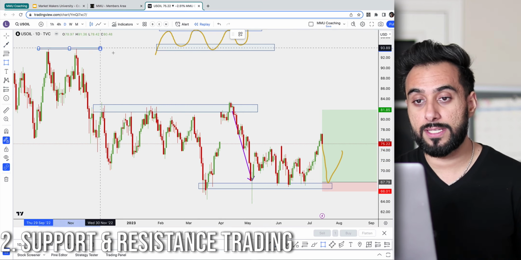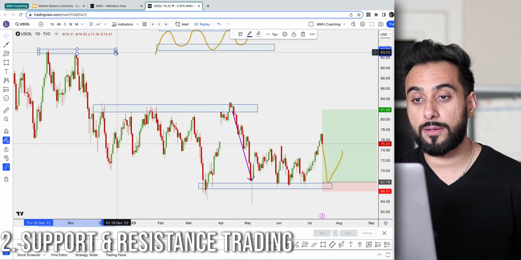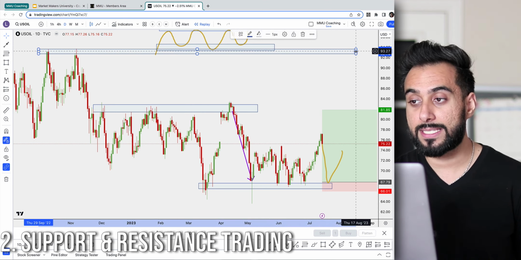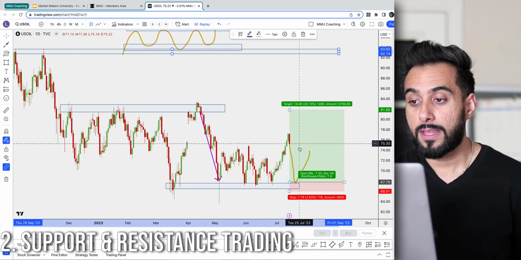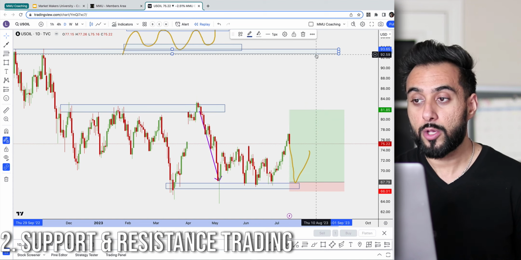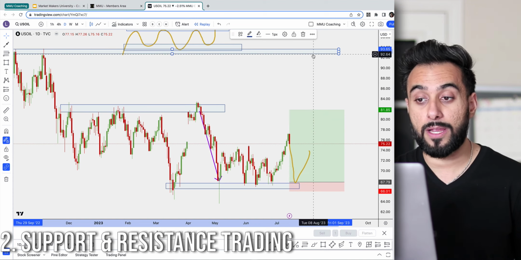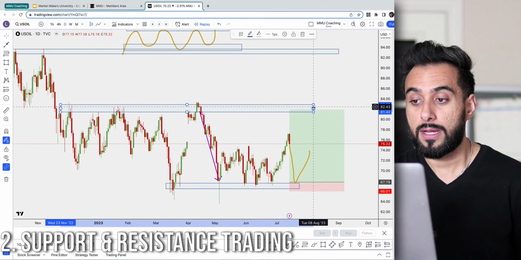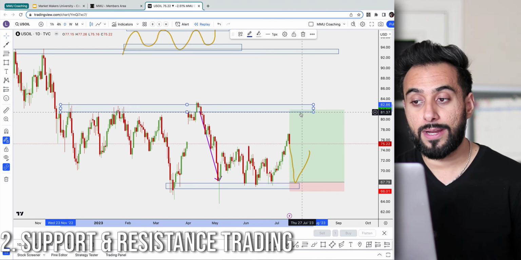This is what's called a resistance area. So next time that the price approaches this area, guess what? You want to extend this all the way into the future. The next time that the price approaches this area, you want to look for an area where the price might react. Same exact concept here. Next time the price comes here, you want to look for an area where the price might react.